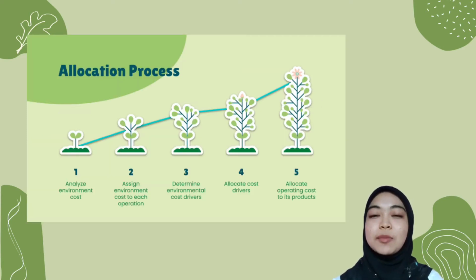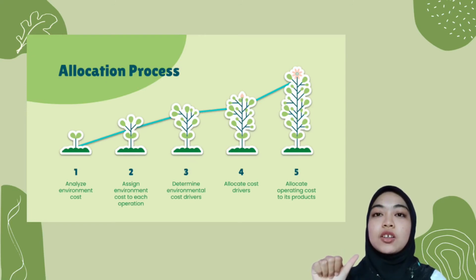An allocation step needs to be done by the company when doing the ABC. The first step is to analyze the environmental cost of the event by determining the activity.